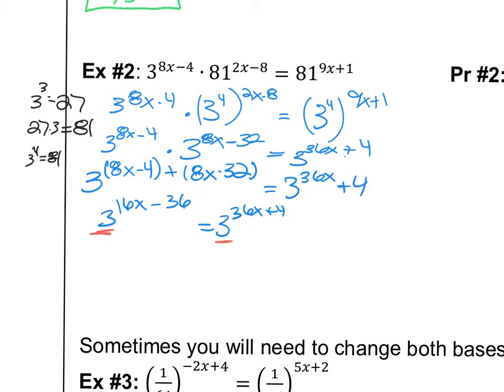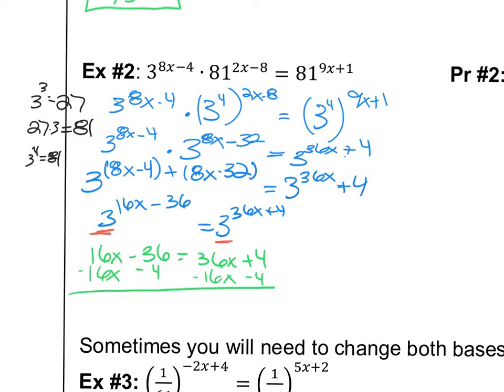Okay, so now, again, we can go back and we can set the exponents equal to each other because we have the same bases. So we have 16x minus 36 equals 36x plus 4. And then again, just some basic algebra. So we're going to subtract 16x from this side, from the other side, subtract the 4 from this side, and the 4 from this side. And -36 minus 4 is -40. 36x minus 16x is 20x. Divide out by 20, divide out by 20. We have x equals -2.